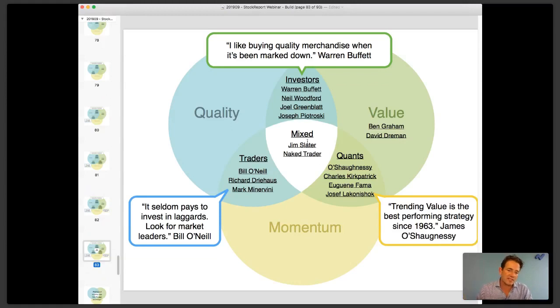Bang in the middle there, I put some mixed strategies from a couple of UK guys. Robbie Burns, I know, a great advocate of the site, who's the Naked Trader. Slater also used all these different factors in his strategy: relative strength, price earnings ratio, all the quality metrics. And obviously, bang in the middle there is more like a composite stock rank kind of approach.